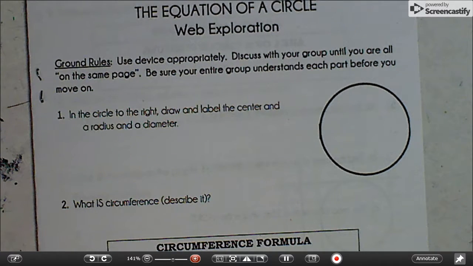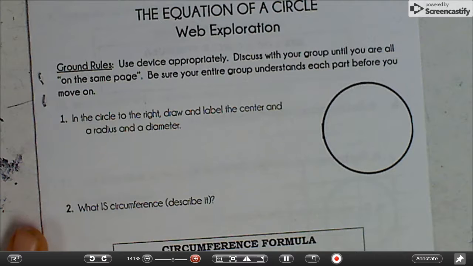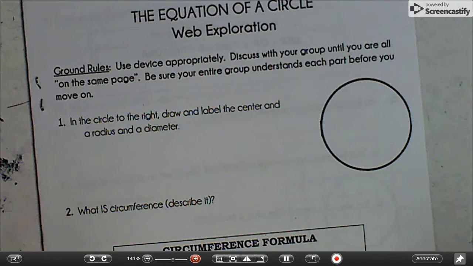Some of it's a review of what we've done before, but it never hurts to review, and then we're going to pick up the new stuff in just a couple minutes. So if you're super comfortable with radius, circumference, area and all that stuff, you can skip probably to the second video, maybe not even that far. But hey, it never hurts to review.